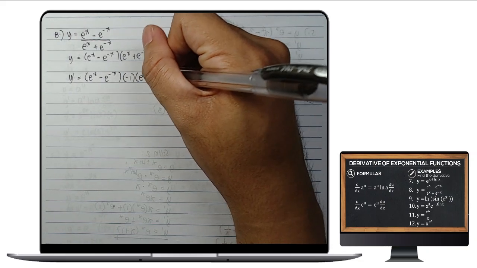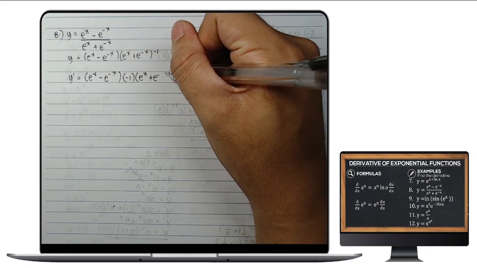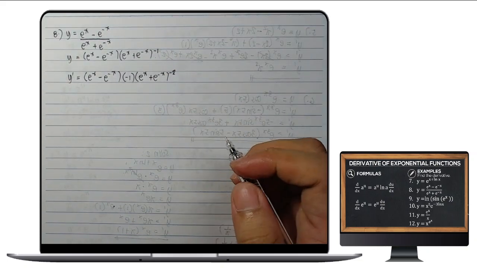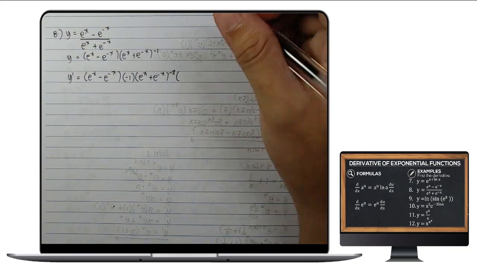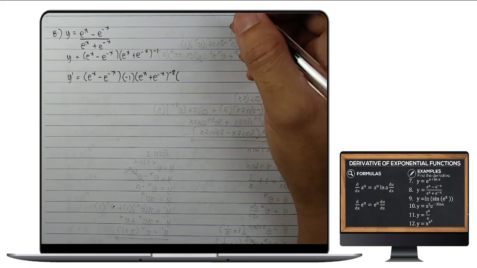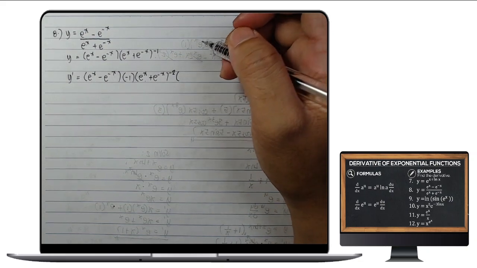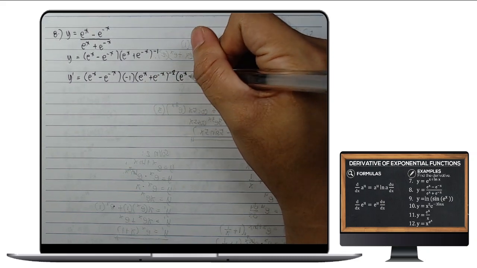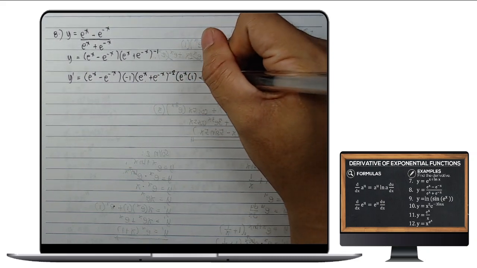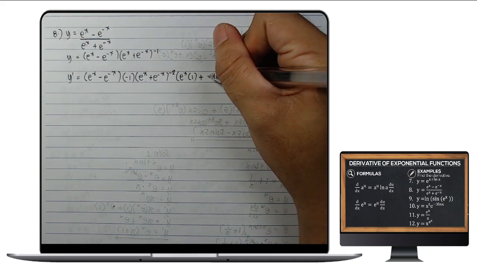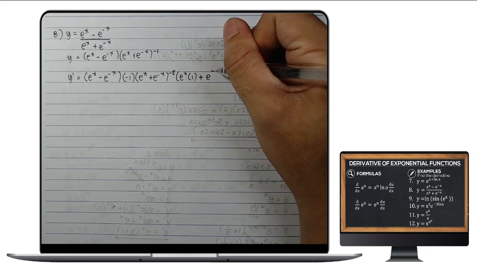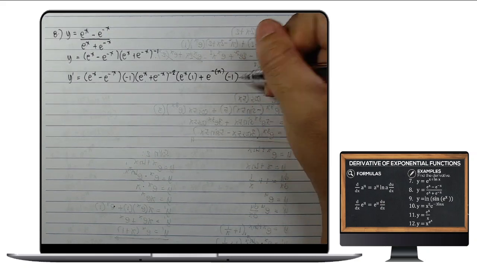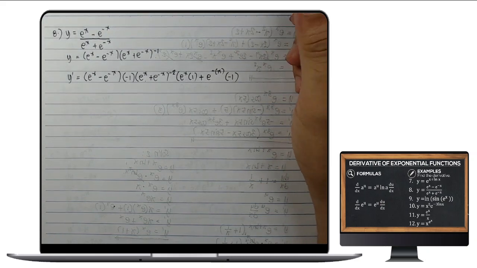Then copy, that is e raised to x plus e raised to negative x. So negative 1 minus 1, that is negative 2. Multiplied by the derivative of e raised to x plus e raised to negative x. So the derivative of e raised to x is e raised to x times 1. Then plus the derivative of e raised to negative x is e raised to negative x times derivative of negative x is equal to negative 1.